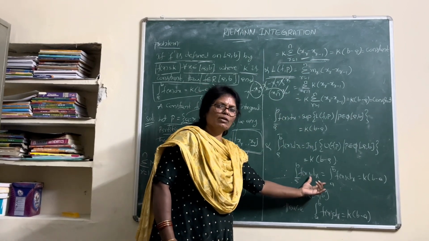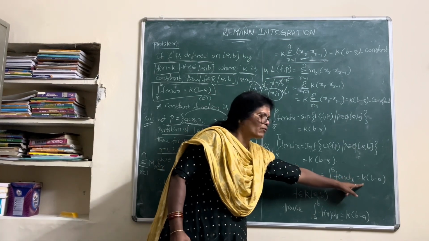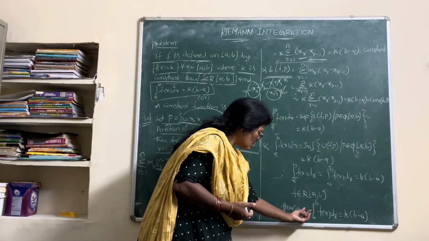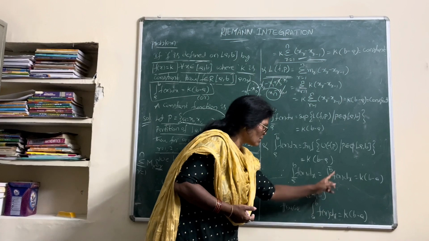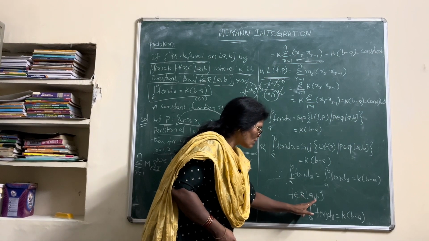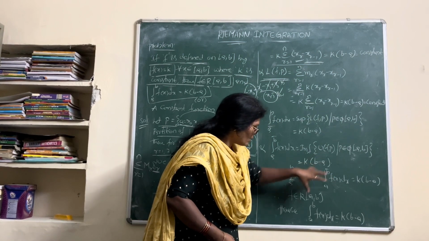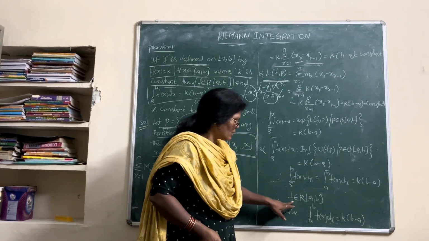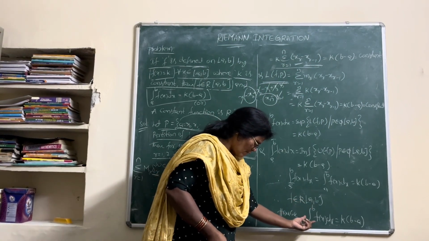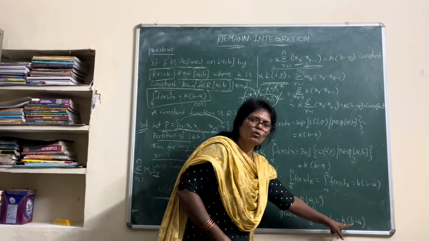Therefore both are equal to each other. The lower Riemann integral is equal to the upper Riemann integral, which is equal to k into b minus a. Taking the common term, the integral from a to b of f of x dx is equal to k into b minus a. This is the Riemann integral. So f belongs to R[a, b] if these two are equal. Then we can say the given function is Riemann integrable on the interval [a, b]. Therefore we can write the integral from a to b of f of x dx is equal to k into b minus a.